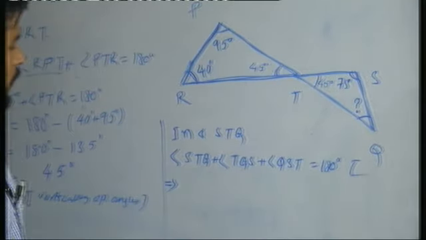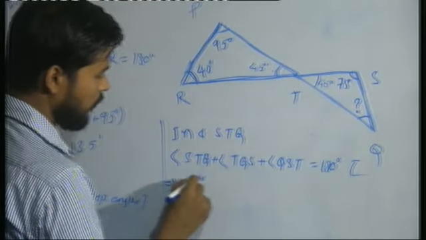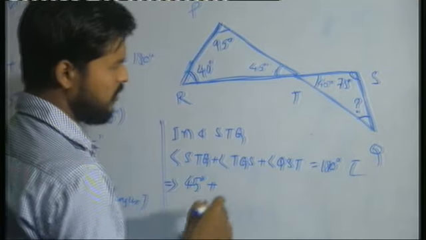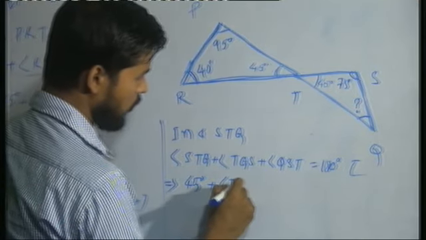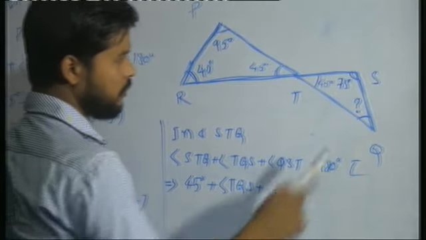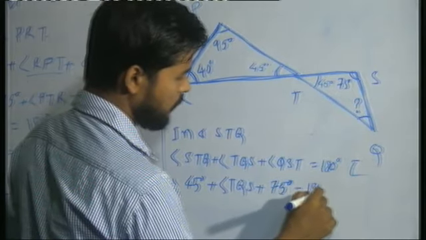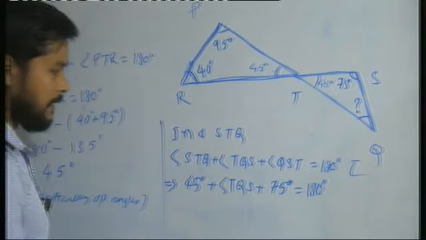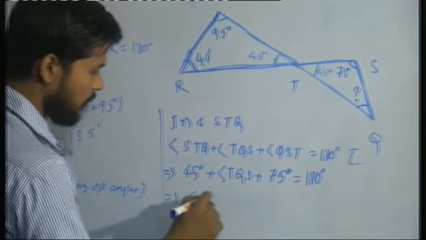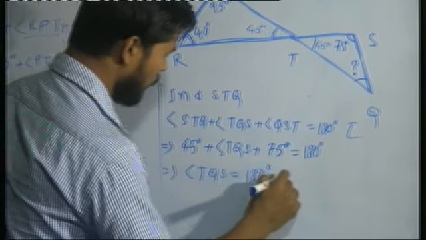That is equal to, what is the value of angle STQ? Value of angle STQ is equal to 45 degree plus what is the value of TQS? TQS is not given, so it is TQS. And what is the value of angle QST? So QST is equal to 75 degree. That is equal to 180 degree. Means angle TQS is equal to 180 degree minus 45 degree plus 75 degree.